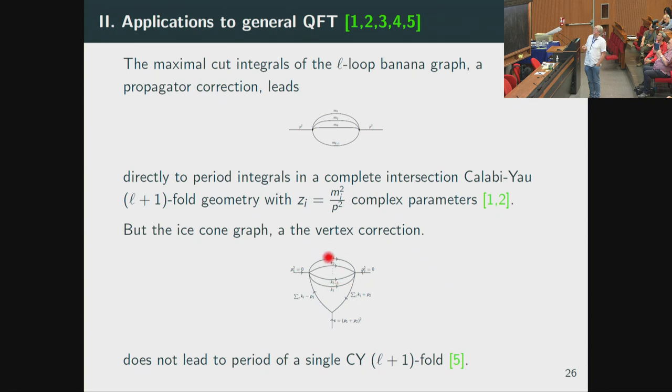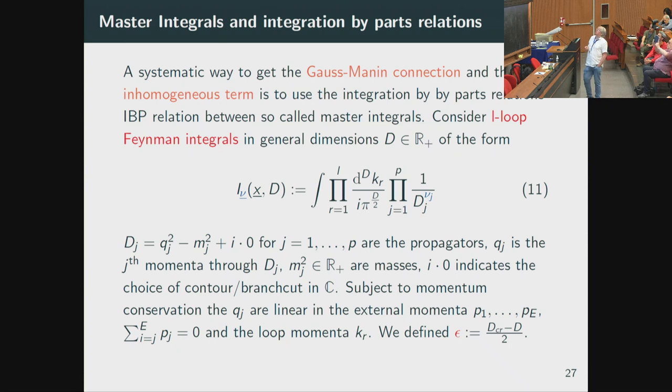Actually, you cannot do a maximal cut, which has to do with this fact, whose periods are directly related to physical properties of this graph. So rather what the people do is, so how they obtain in the Feynman graph community this analog of the Gauss-Manin connection is as follows. So they take this graph and they write propagators for all the propagators they see in the graph.